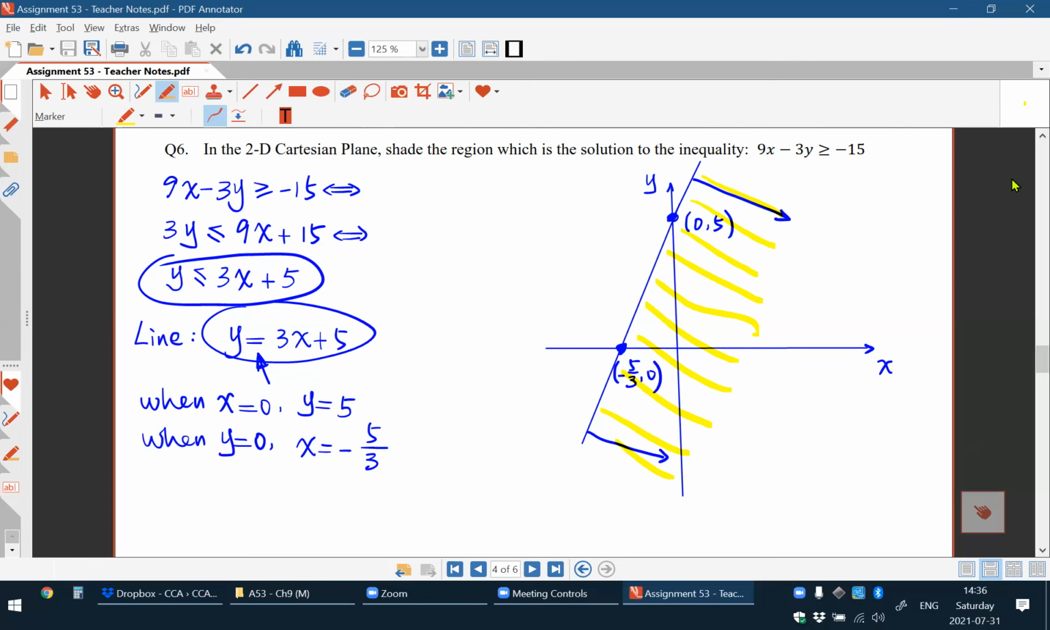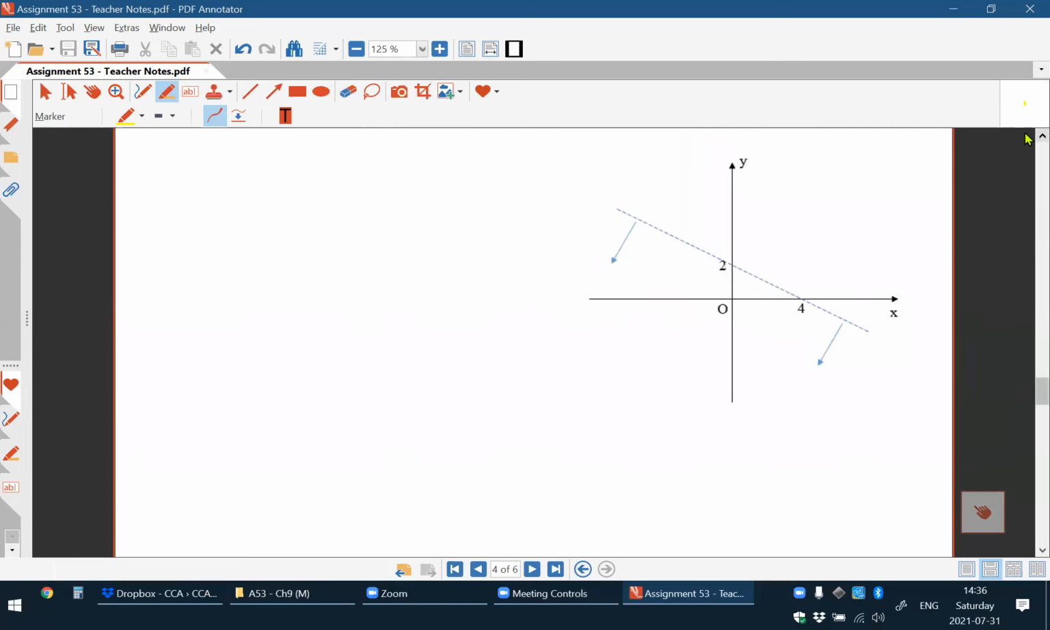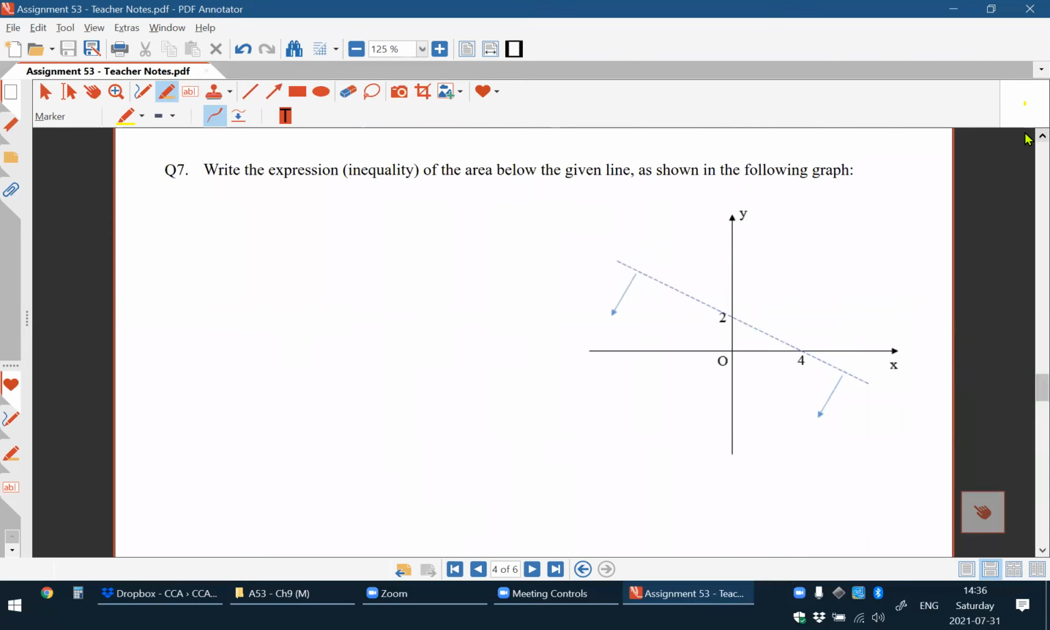More questions? All right, let's see the next one. Question 7: write the expression inequality of the area below the given line as shown in the following graph.